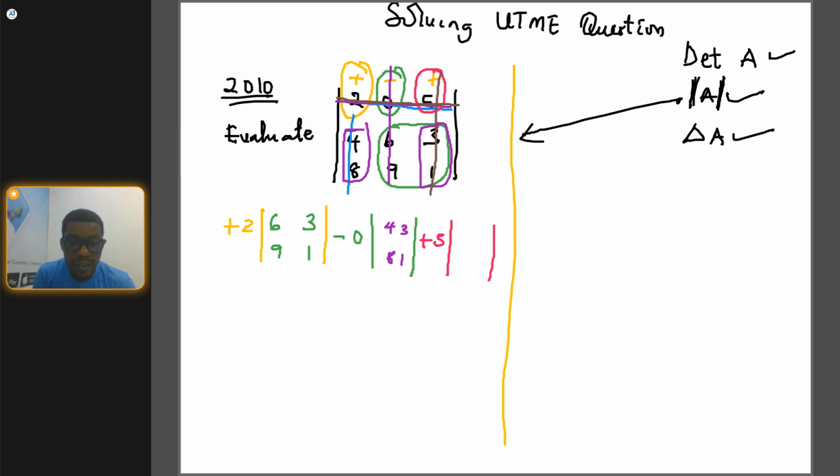I'll be having left this value, which is 4, 6, 8, 9. So we are good to go now. We are good to go by multiplying the matrix now. Plus 2, this is going to be a 2 by 2 determinant.